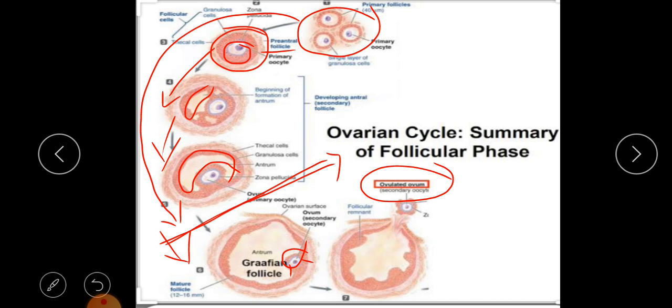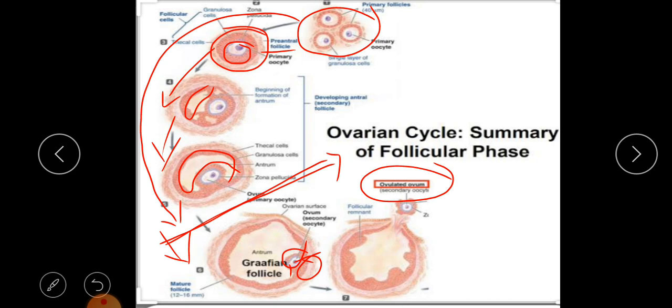And what happens next to the Graafian follicle cell? So after the matured Graafian follicle, the next stage will be the ovulation stage, where we will see the rupture of the Graafian follicle cell, which is going to release the ovum outside, and along with that, the cumulus oophorus ruptures, and then the ovum is released out, that is the secondary oocyte, that is the ovum.